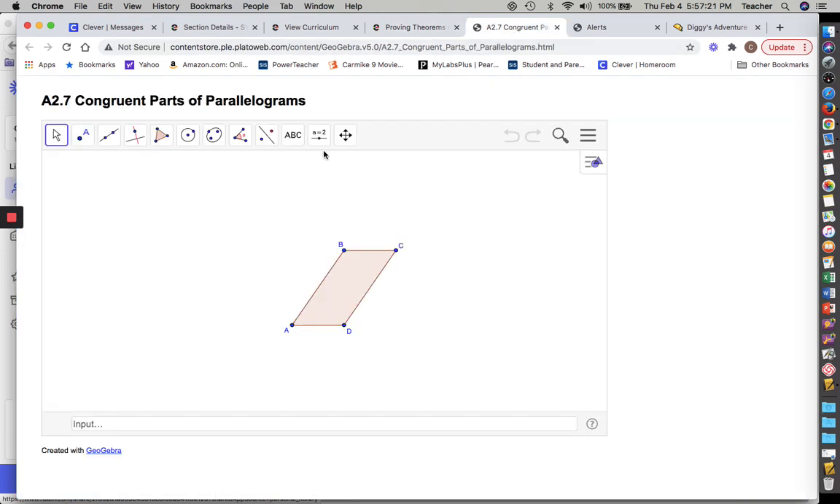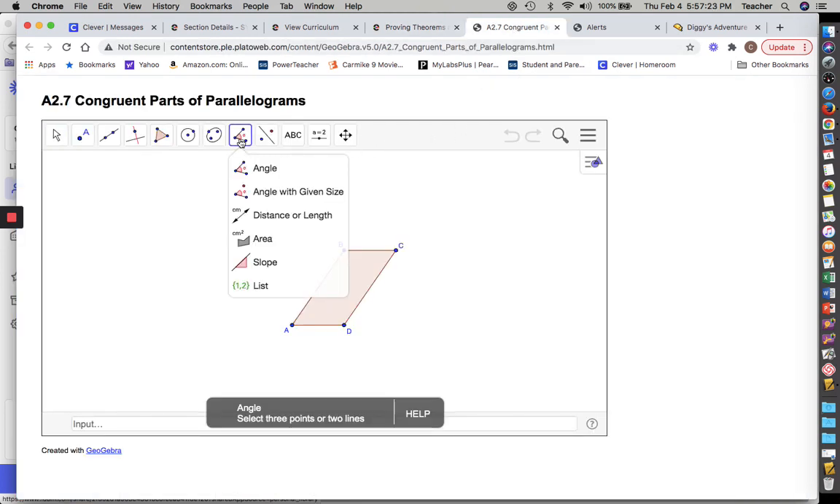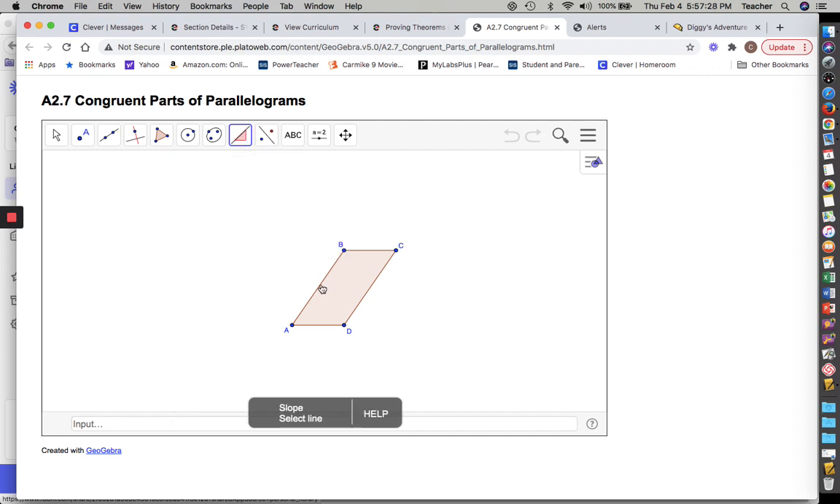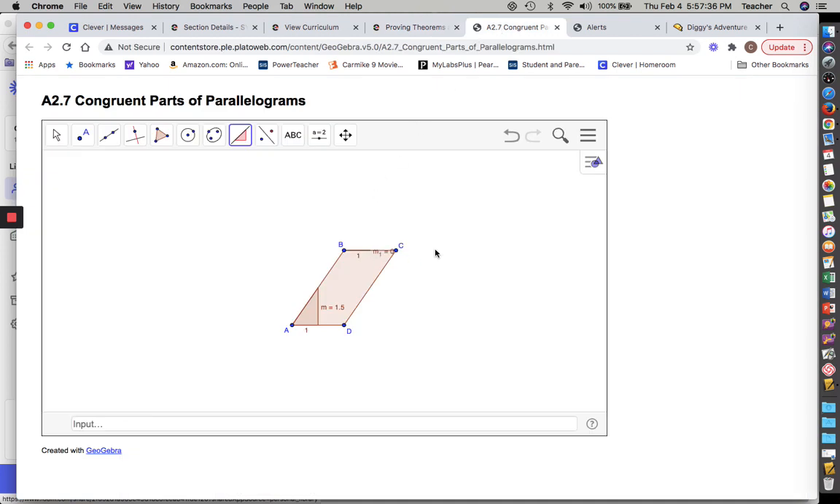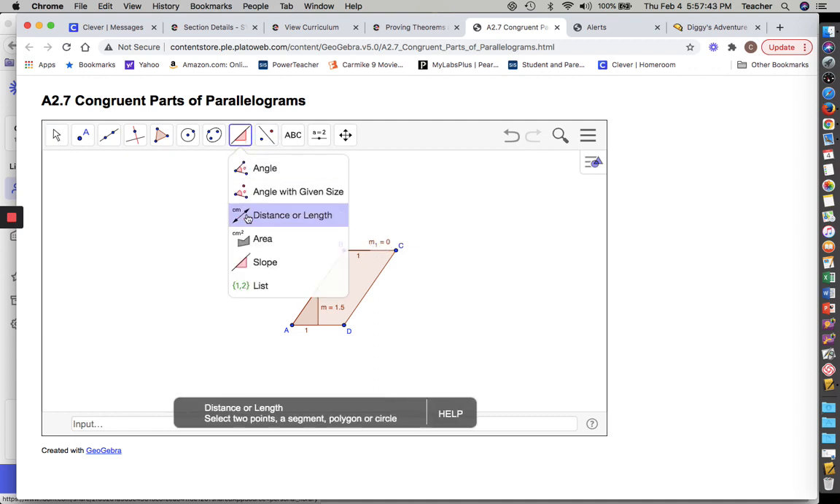Okay. So slope is under your angle icon. And you're going to click on slope. So I'm going to click on AB first. So it looks like I got the slope is 1.5. Now I need to find BC. I bet that's going to be 0. If you can't see, you can always go to move. Move it over. Just remember to go back to slope.